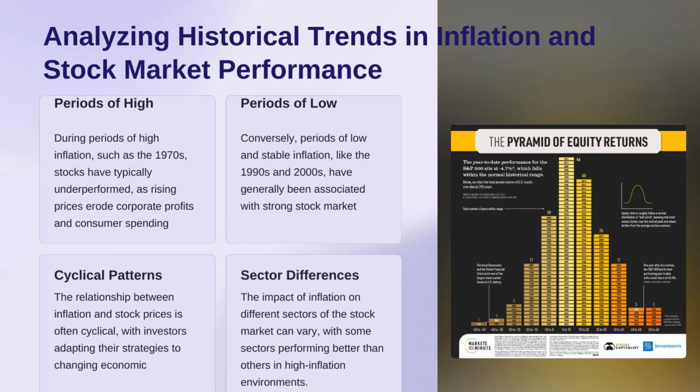Analyzing historical trends in inflation and stock market performance. Periods of high inflation. During periods of high inflation, such as the 1970s, stocks have typically underperformed, as rising prices erode corporate profits and consumer spending power. Periods of low inflation. Conversely, periods of low and stable inflation, like the 1990s and 2000s, have generally been associated with strong stock market performance.